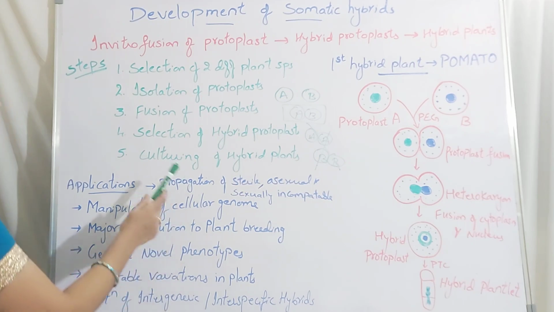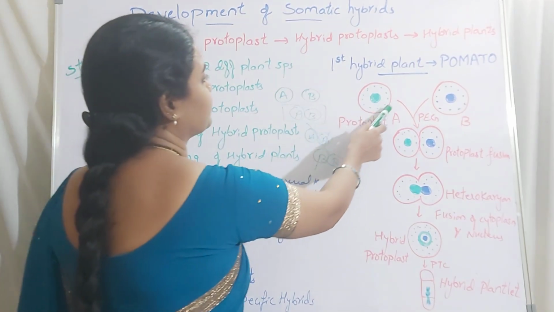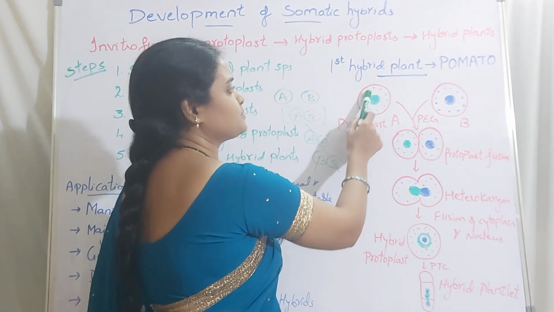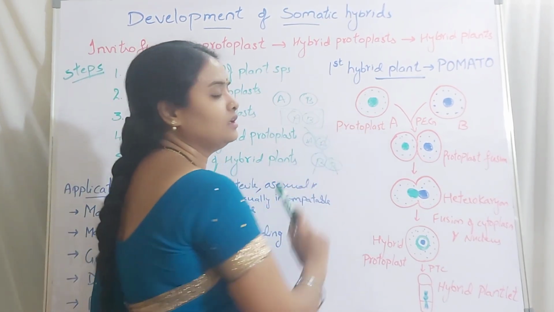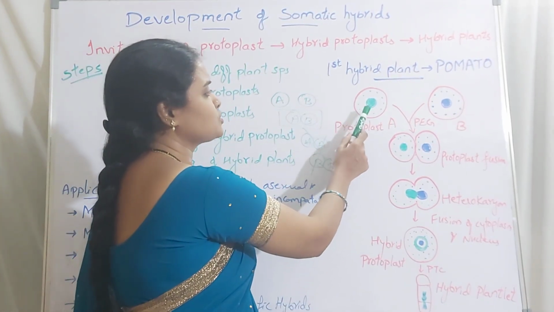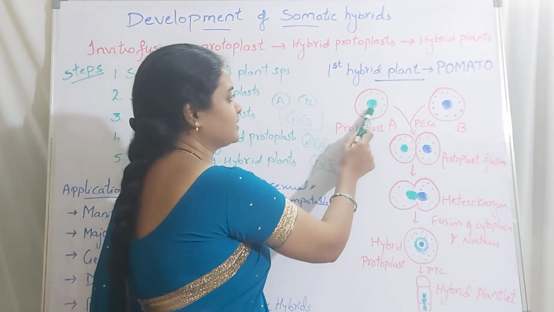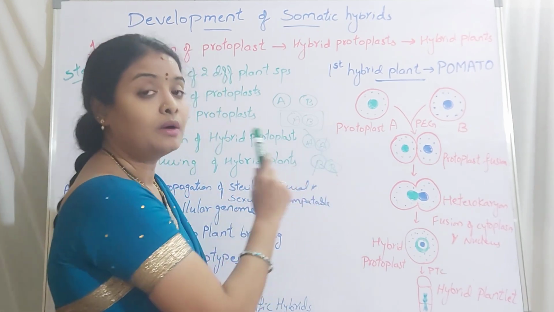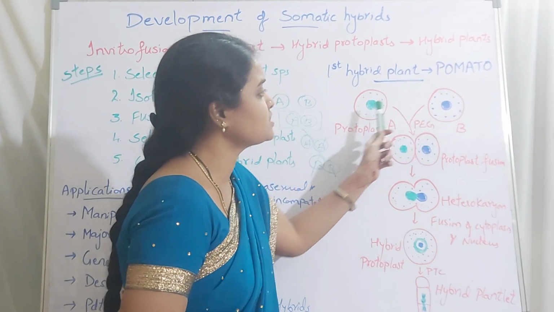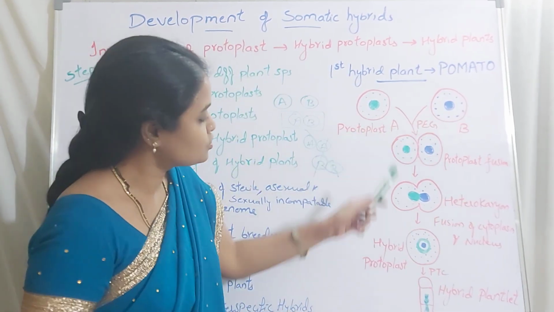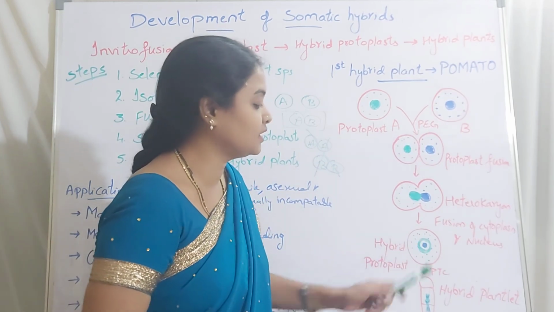Okay. Next one is manipulation of cellular genome. If you are taking a single protoplast, it has its cytoplasmic or the mitochondrial DNA in the cytoplasm and the nuclear DNA in the nucleus. If I am producing the plants using plant A by natural pollination, what happens? Only these characters will be inherited to the next generation. But here in this process, I am going to fuse the nucleus and also cytoplasm of two different plant species. So the progeny will have both the characters in their cytoplasm and also in the nucleus.